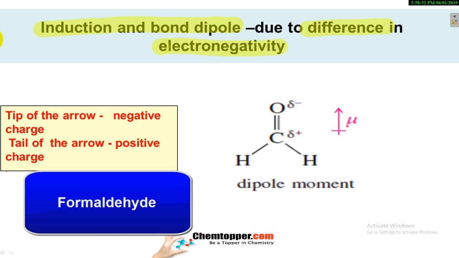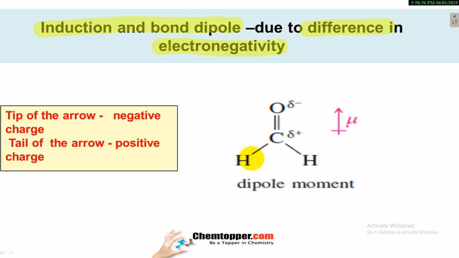Let's take another molecule, formaldehyde. In formaldehyde, oxygen is more electronegative than carbon, so the carbon-oxygen bond has a polarity here. Oxygen has a partial negative charge and carbon has a partial positive charge. And the bond dipole is represented by an arrow. The tip of the arrow is in the direction of the negative charge, or oxygen atom, and the tail of the arrow is in the direction of the positive charge, or carbon atom.